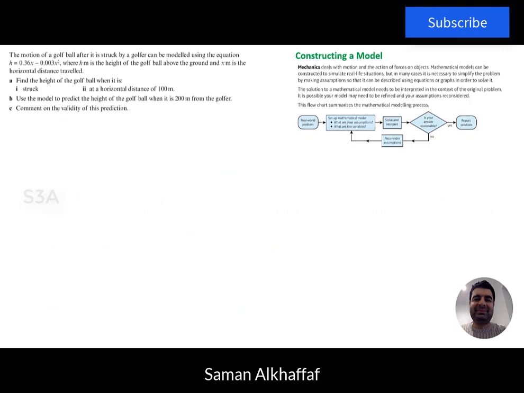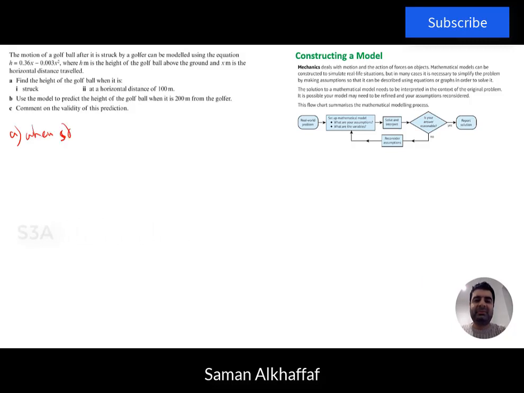In this example, the motion of a golf ball after it is struck by a golfer can be modeled using the equation h equals 0.36x minus 0.003x squared, where h in meters is the height of the golf ball above the ground and x in meters is the horizontal distance traveled. For part A, we need to find the height of the golf ball when it is struck, which is part I, and part II is when the horizontal distance is 100 meters.